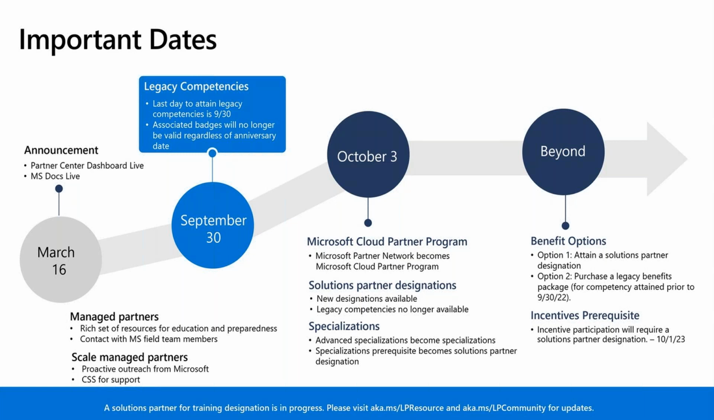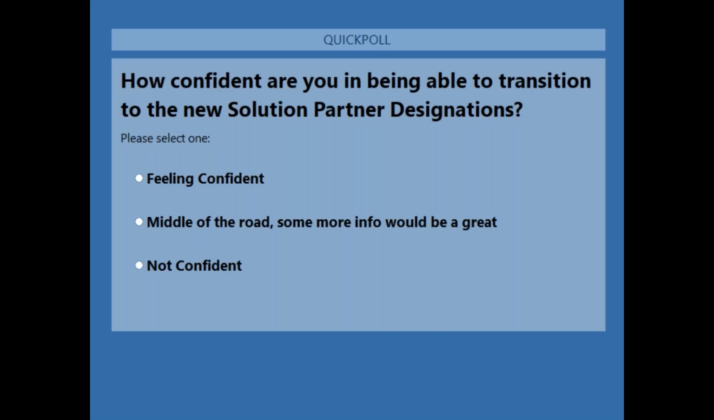So I'm just going to go to the next slide now. We're going to run a couple of polls throughout this webinar. The first poll question should be sent to you now. This will be along the lines of how confident are you as a reseller that you're able to make the transition to the new program. You may need this next slide to help you with that.